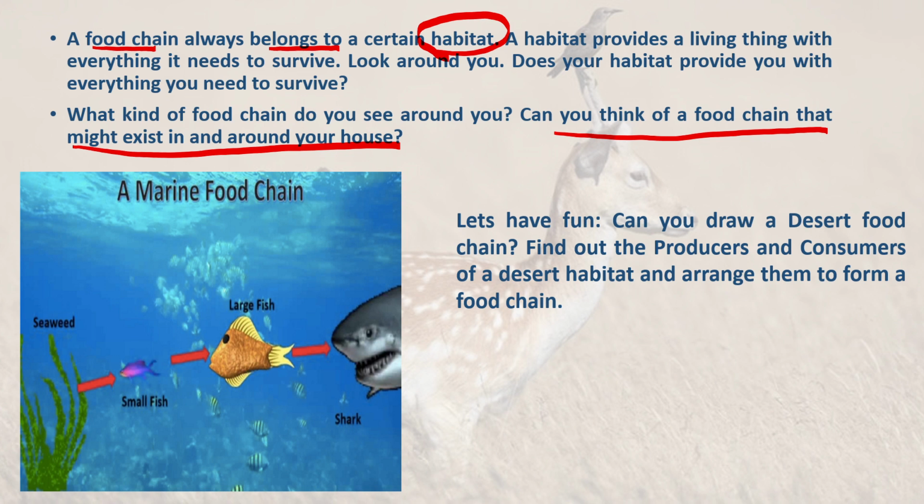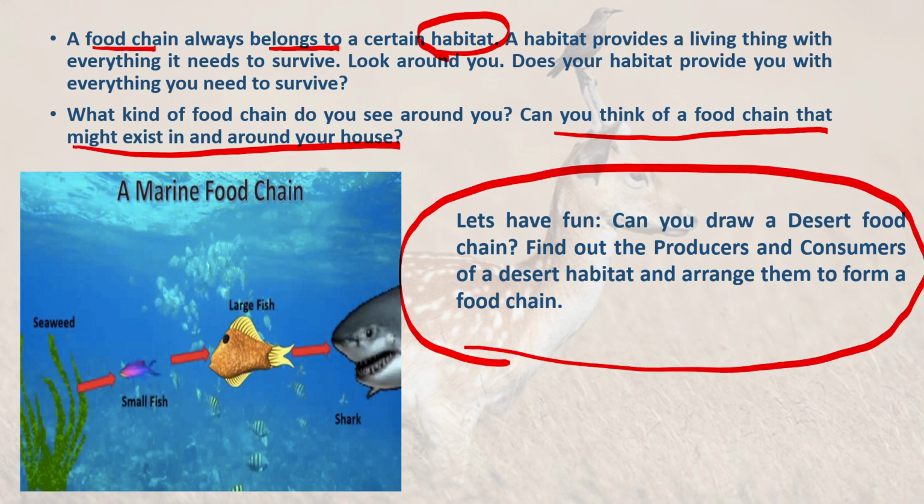So if you look around, you can find a lot of food chains. Do you have pigeons around your house? Can you think of a food chain that a pigeon might be involved in? Whenever you look at an animal, you can think of a food chain regarding how it gets its food. So here's a fun activity for you. All of you think of a desert food chain. Think of a plant that is in a desert, which animal might be eating this plant, and which carnivorous animal might be eating this herbivorous animal. You can draw this and have a little fun, color it well, and use your imagination.